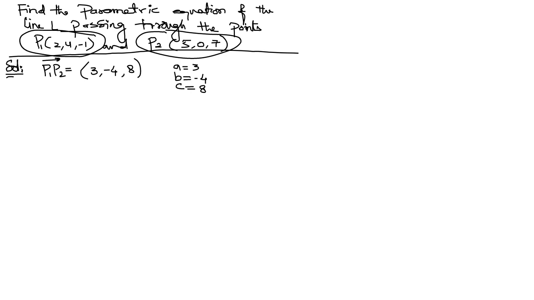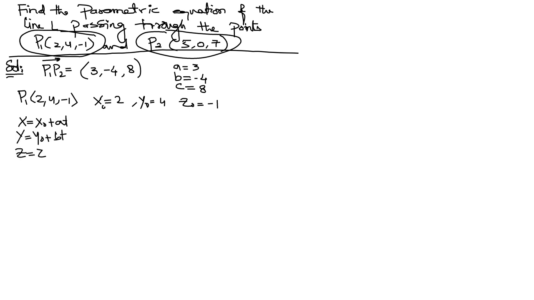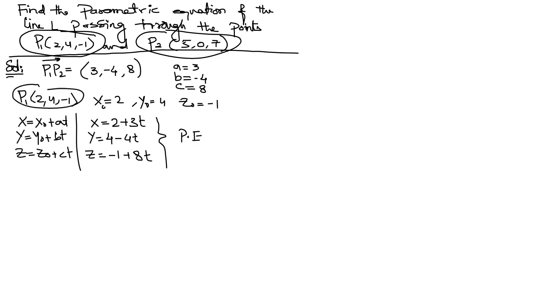If I choose the P1 point (2, 4, -1), that means x naught is equal to 2, y naught is equal to 4, z naught is equal to -1. Then the parametric equations are: x is equal to 2 plus 3t, y is equal to 4 minus 4t, z is equal to -1 plus 8t. So these are the parametric equations for the first point.